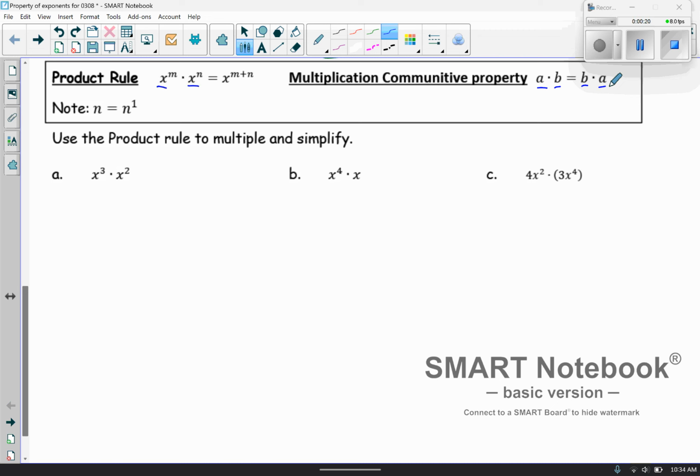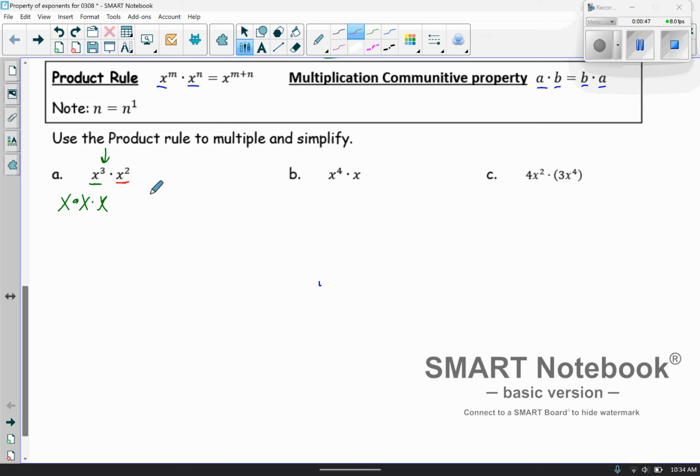And then one last note, if you have a term that does not have a power listed, it's understood as a power of 1 right there. So looking at example A, let's review what we did in the previous one, where whatever the exponent is, that's how many times you're going to multiply that base. So this is really saying x times x times x. And so that's the expanded form of that exponent.